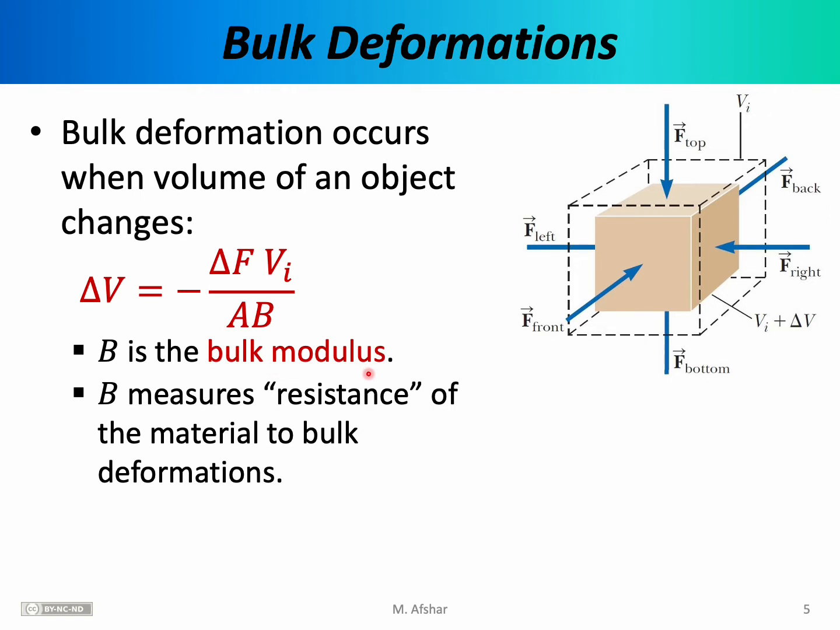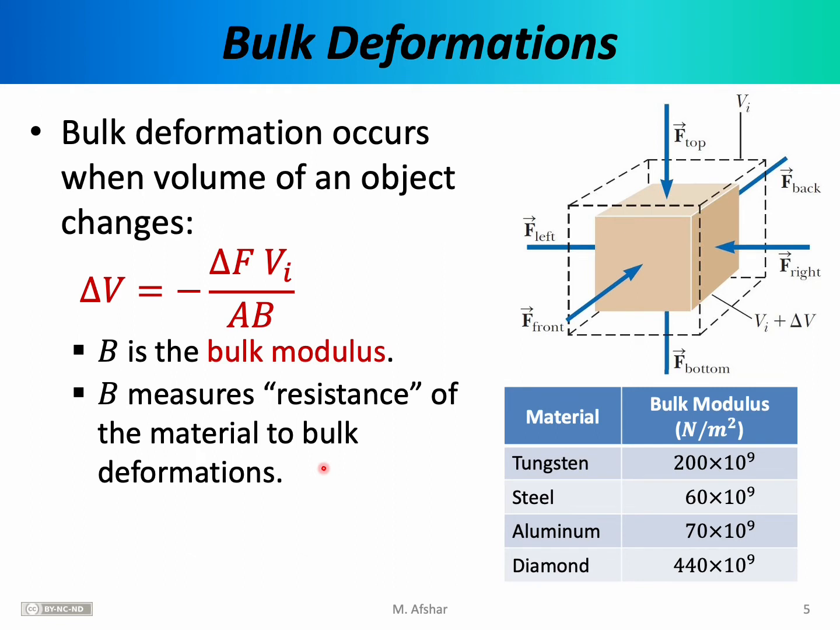B is the bulk modulus. It measures the resistance of the material to bulk deformations. Once again, this modulus tells us how strong or how tough the material is. If you're trying to compress a block of tungsten, you'll have a very tough time at it. The volume would not change by very much because its bulk modulus is quite high. Here I've also listed the bulk modulus for diamond, which turns out to be even higher than tungsten. One of the reasons why diamond is considered one of the strongest or hardest materials in nature is exactly this number listed here.